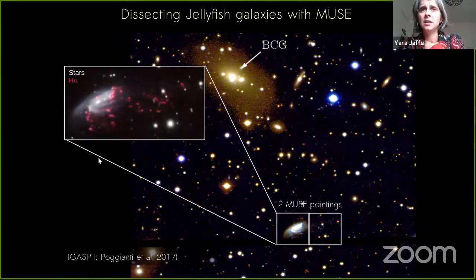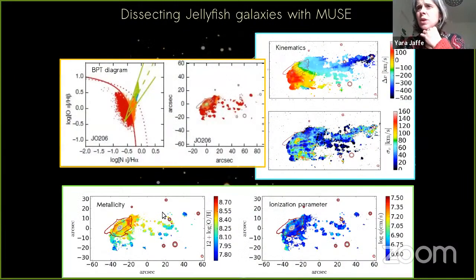This is the galaxy that we used in the first GASP paper to showcase the survey. It's a galaxy falling into this galaxy cluster. You have here the BCG. And the tail was so long that we used 2 MUSE pointings. And with MUSE, we can look at a lot of things that I'm not going to go into the details of, but essentially, we can look at how the gas and the stars are moving in these galaxies.